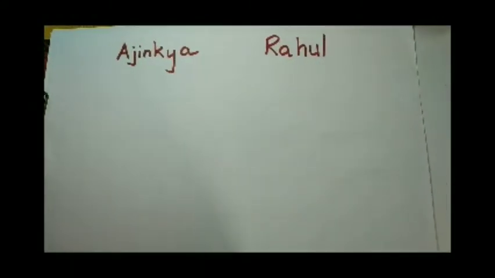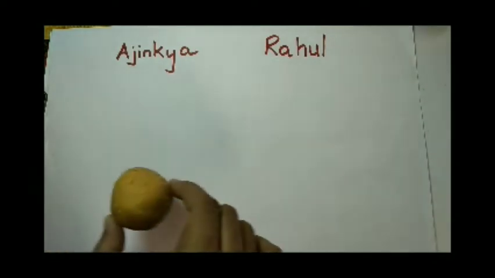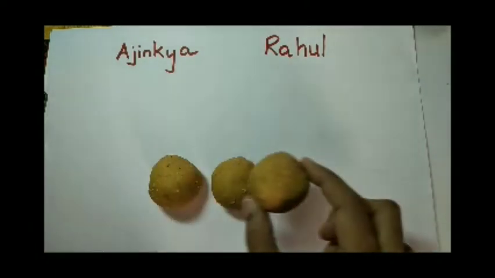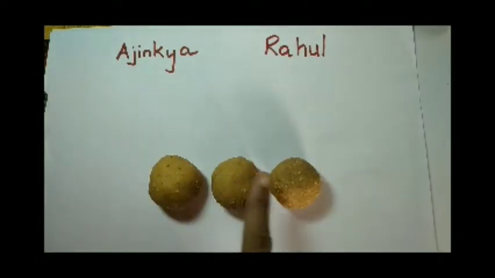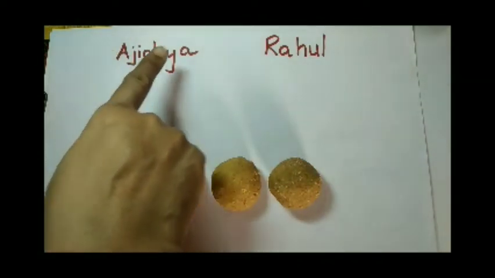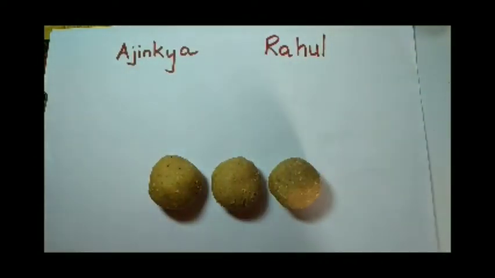Now here there are two boys, Ajinkya and Rahul, and three laddus have to be shared equally between the two people, that is between Ajinkya and Rahul. Now we do this in two ways. We will start with the first way, the first method.